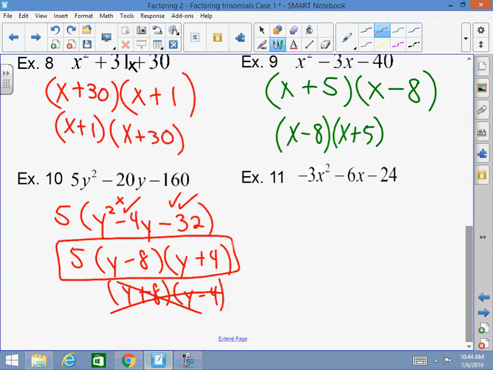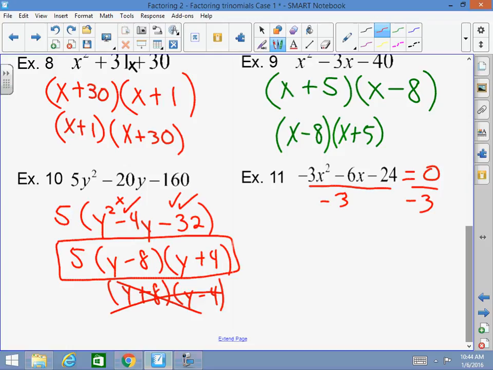Okay, number 11. Before I get crazy and stress out over that negative 3, what do you think I'm going to do here first? Not divide by negative 3. Factor it out. What's the difference? Well, if I had an equals 0, now I have an equation. Now I can divide negative 3 out to both sides.